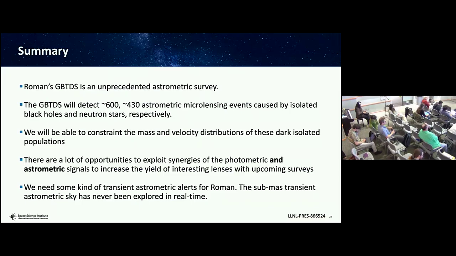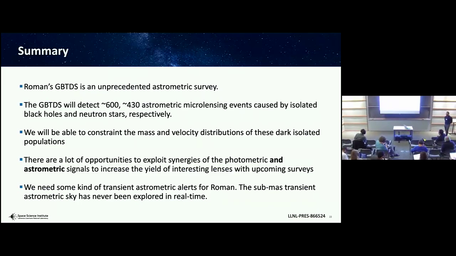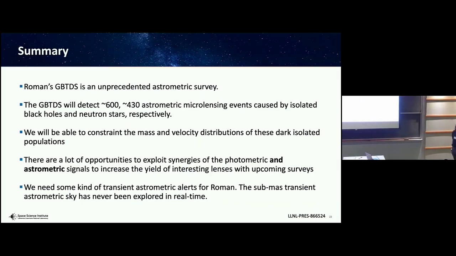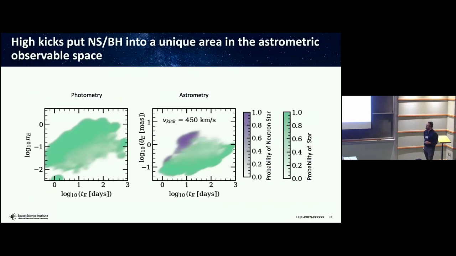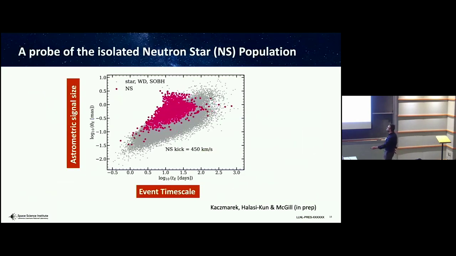I haven't done the calculations about the constraints you could get precisely. But just going on the numbers that we expect, we're going to get a really good estimate of the number of isolated black holes for sure. With the kicks, going back to this, there's going to be a large signal here. The kicks do something to the neutron stars and black holes in the astrometric observable space that doesn't happen in the photometric space. So I have high confidence there's definitely going to be some kind of constraint we can derive. I can probably do the calculation, I just haven't done it yet.